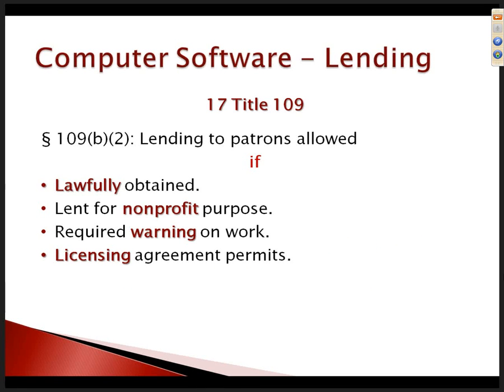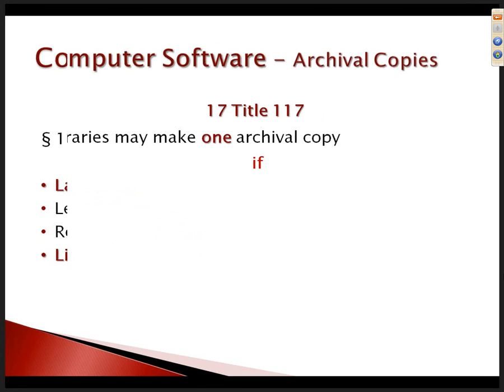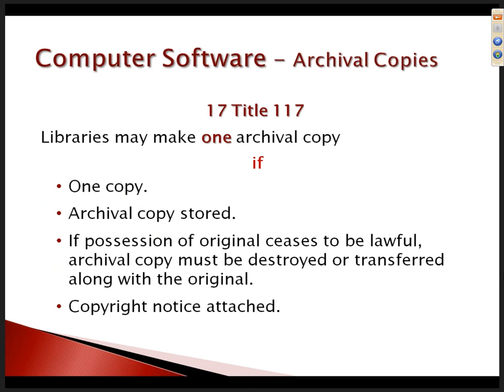Title 17, Section 109 covers lending software to patrons. It is allowed if we have obtained the software lawfully, if it's for nonprofit purposes, we have a required warning on the work, and our licensing agreement permits it. As libraries or archives, we can make one archival copy if we meet the following criteria. Once possession of the original software ceases to be lawful, then we must destroy the archival copy or transfer it along with the original. And we need to have a copyright notice attached. So that's Title 17, Section 117, that allows us to make an archival copy.